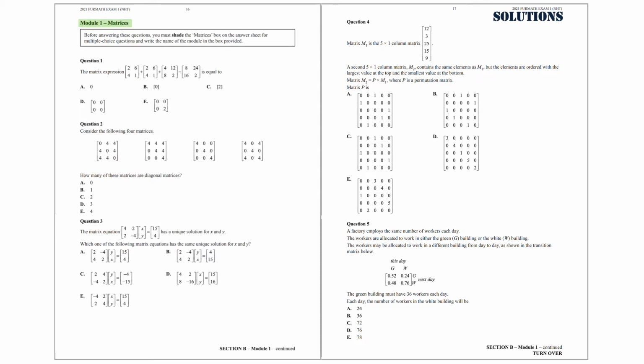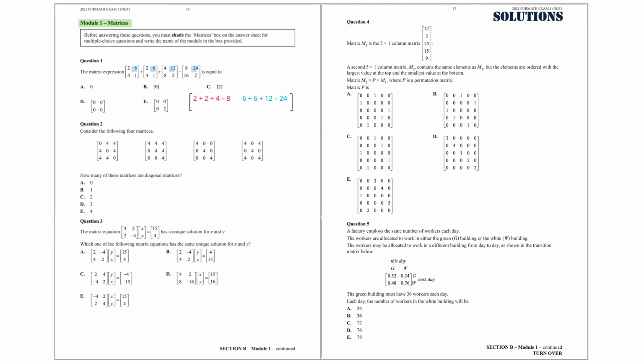Module 1 Matrices. Question 1. Calculate the matrix expression shown. For this, we are going to start with the elements in row 1, column 1, that is 2 plus 2 plus 4 minus 8, and then elements in row 1, column 2, 6 plus 6 plus 12 minus 24.